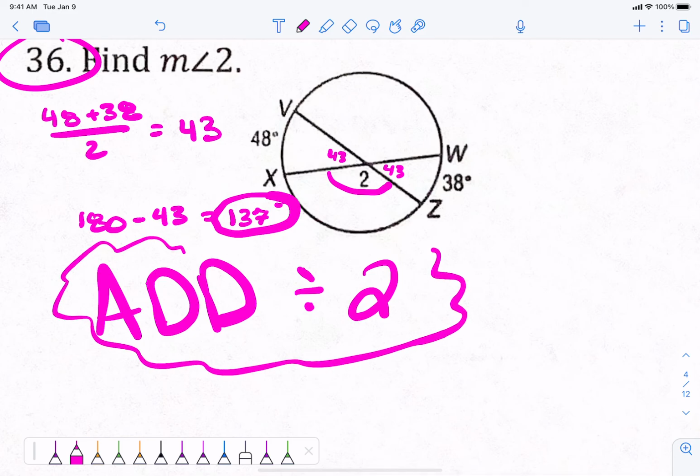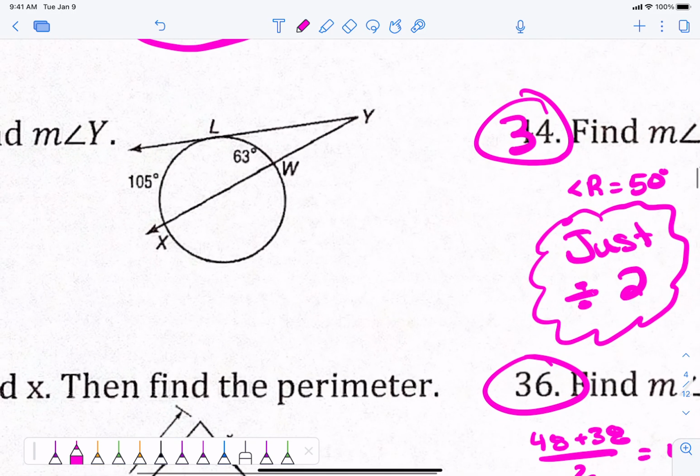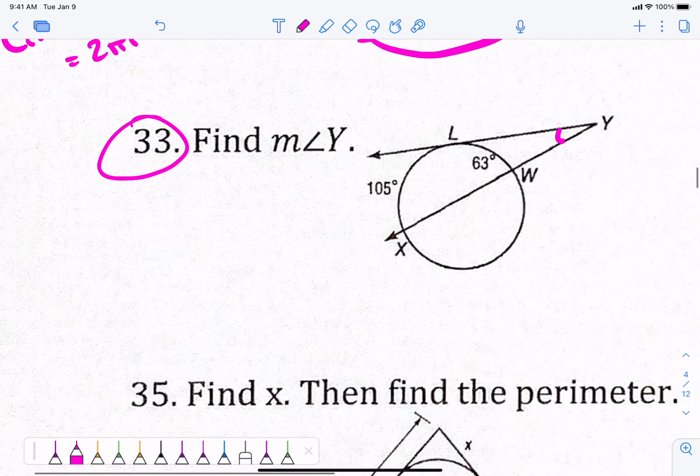That's the strategy. Which means that this one, where they're intersecting on the outside, is a subtract divide by 2. That's what we're going back to, 33.